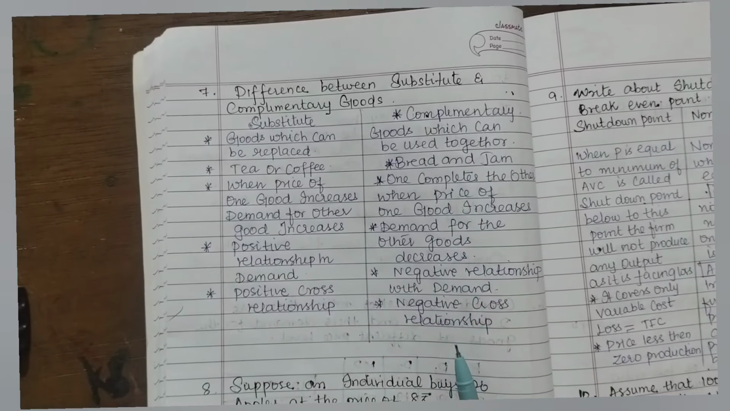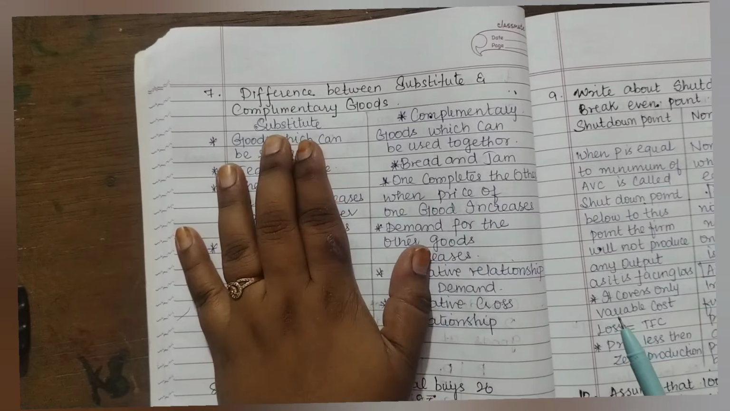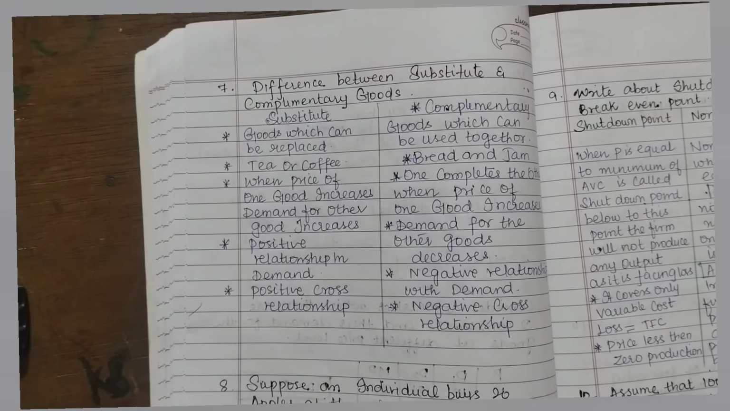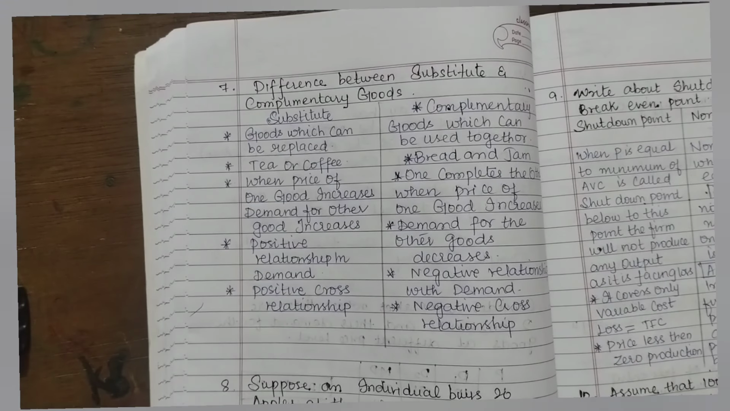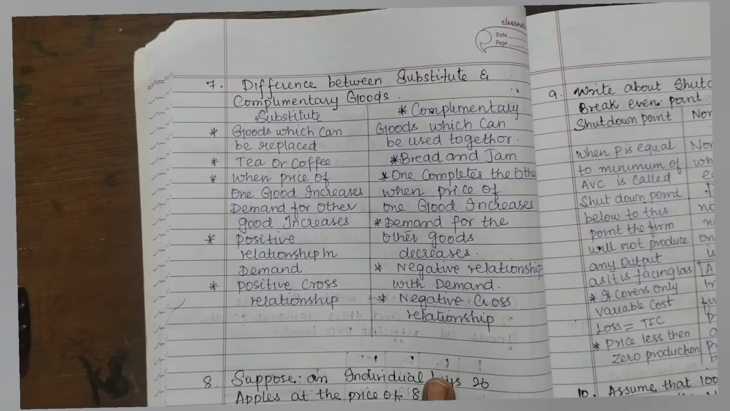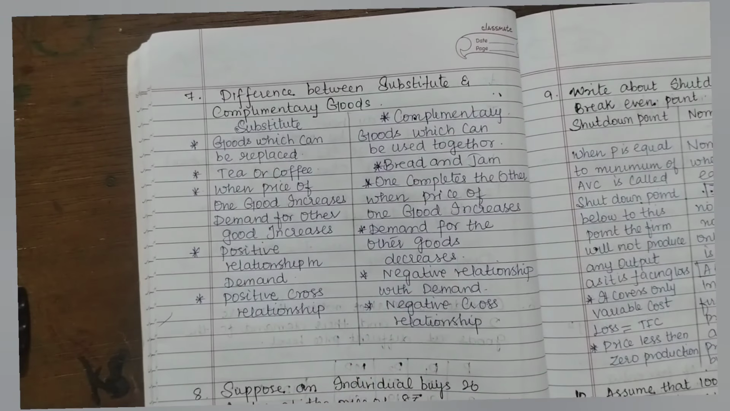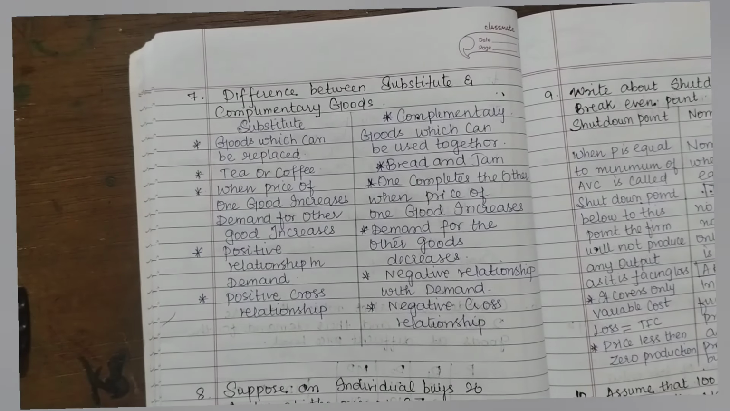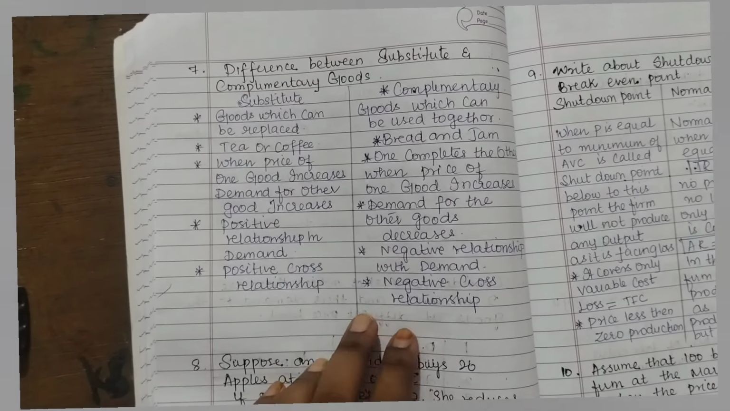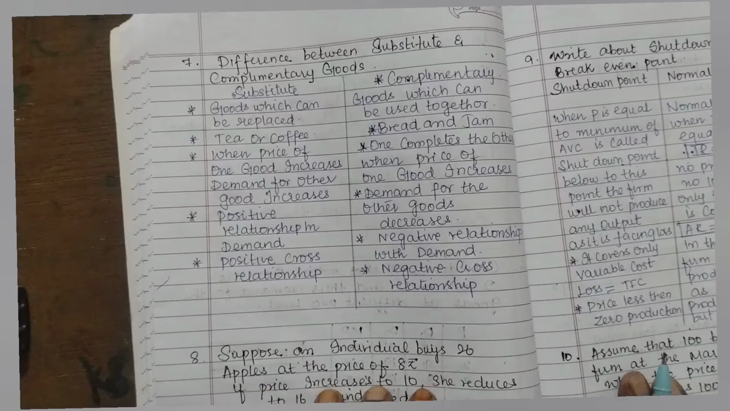Difference between substitute and complementary goods. Now, what is meant by substitute? Which can be replaced. Tea or coffee. You cannot consume both. So, when the price of one good increases, demand for the other increases. So, they have a positive relationship in demand, which is called positive cross elasticity. Complementary goods can be used together, like bread and jam, petrol and bike. One completes the other. When the price of one good increases, the demand for the other decreases. So, there is a negative relationship with demand, and it is called negative cross elasticity.